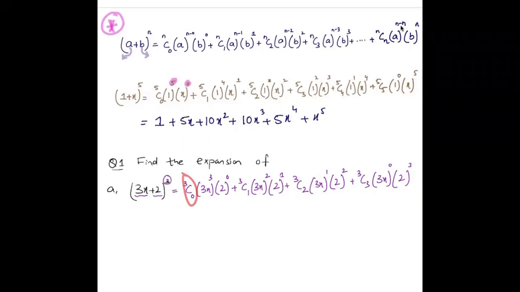3c0 is going to be 1. 3 to the power of 3 is 27, x cube. 2 to the power of 0 is 1. So the first term over here is going to be 27x cube. Plus 3c1 is 3. 3 square is 9. 9 times 2 is 18, times 3 is 54. So 54x square. Plus 3c2 is 3. 3 times 3 is 9. 9 times 4, 2 square is 4. So that's going to give you 36.